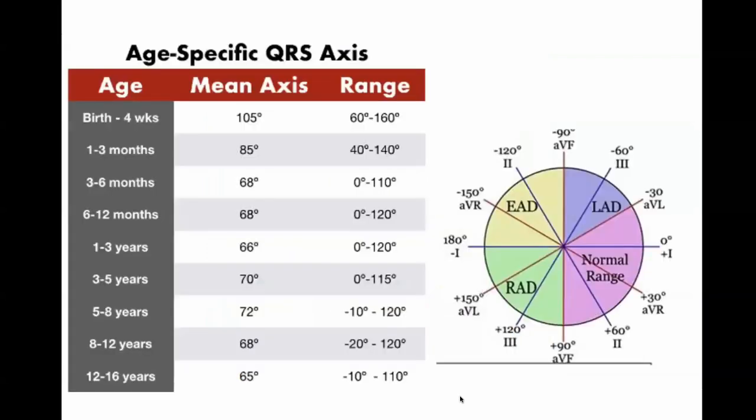This slide shows us the mean axis values for the different age groups. This is definitely not a slide that needs to be memorized, but know that the different age groups have different axis values, so that when you do work out an axis on an ECG, you can refer back to this to decide whether it is normal for that specific age group.